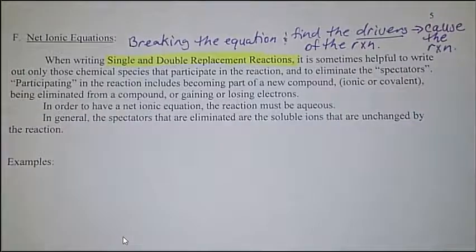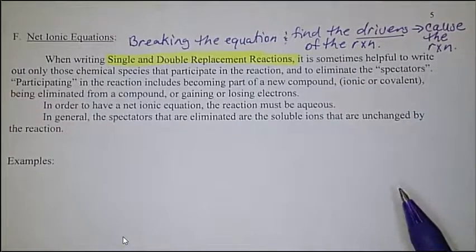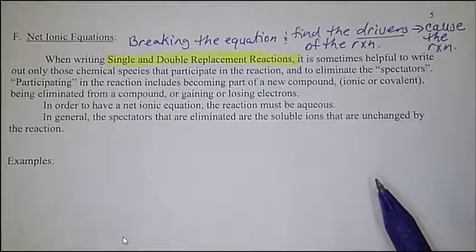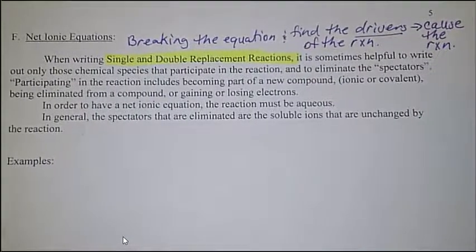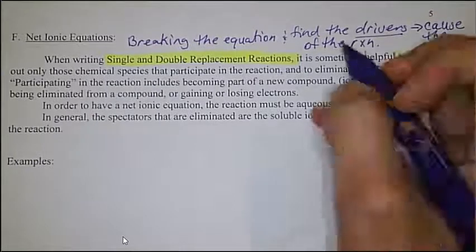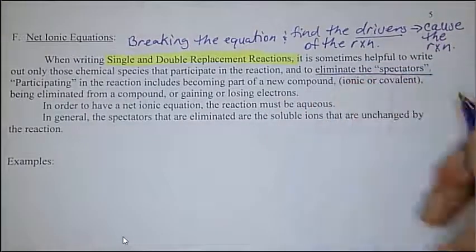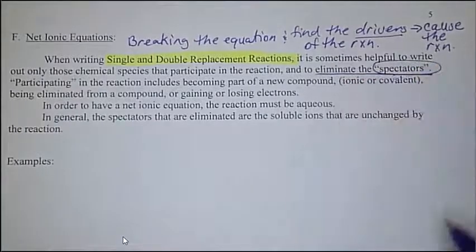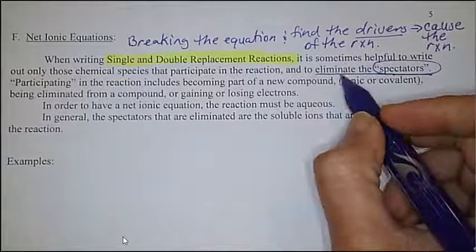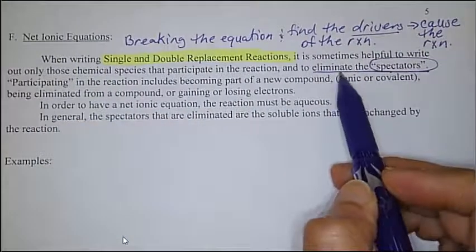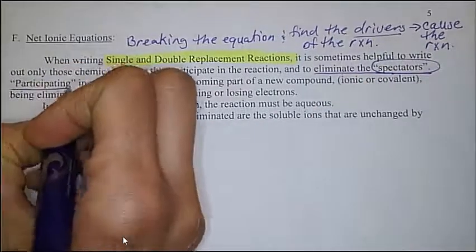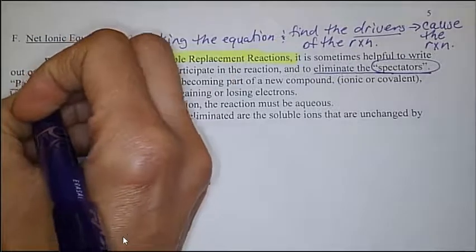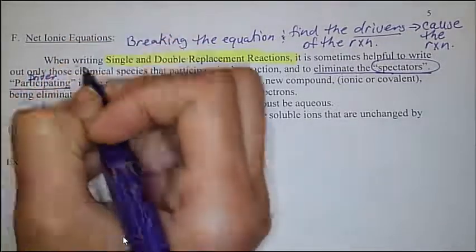Sometimes you have chemical species that are involved in a reaction, and not all chemical species tend to be involved in the reaction. Some chemical species are just there to watch and observe how the reaction is taking place. So we call these spectators. The spectators are the ones in our net ionic equation that we are going to eliminate. The actual drivers are the participants in the reaction. These are the drivers, or the ones that are causing the reaction.